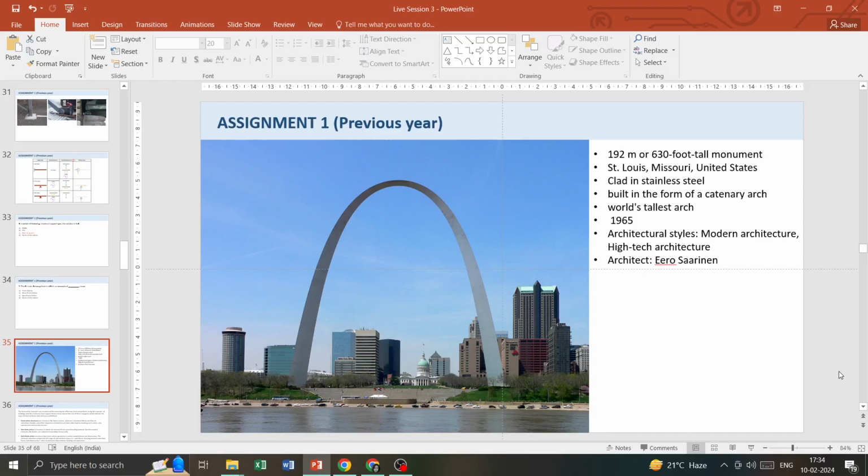It is a 192 meter tall monument. It's located in St. Louis, Missouri, United States. It is clad in stainless steel. It is built in the form of a catenary arch. It is the world's tallest arch. It was built in 1965, and the architectural style of this building is modern architecture and high-tech architecture. It was designed by architect Eero Saarinen.